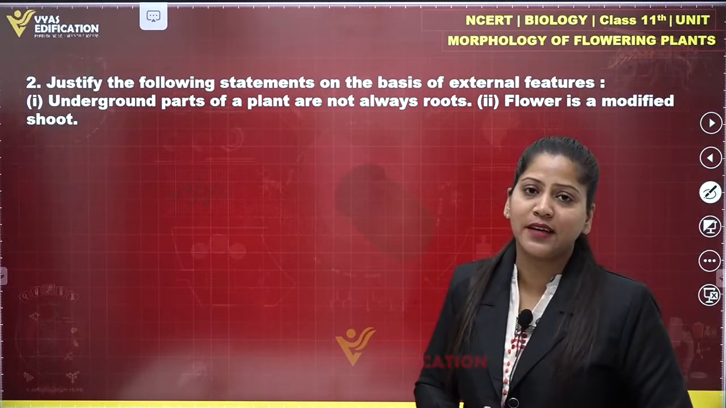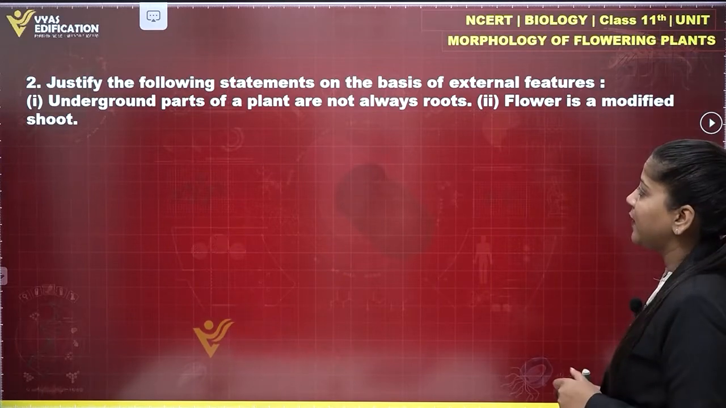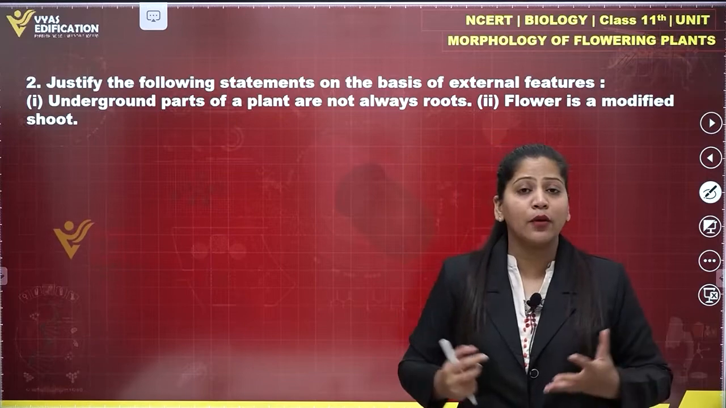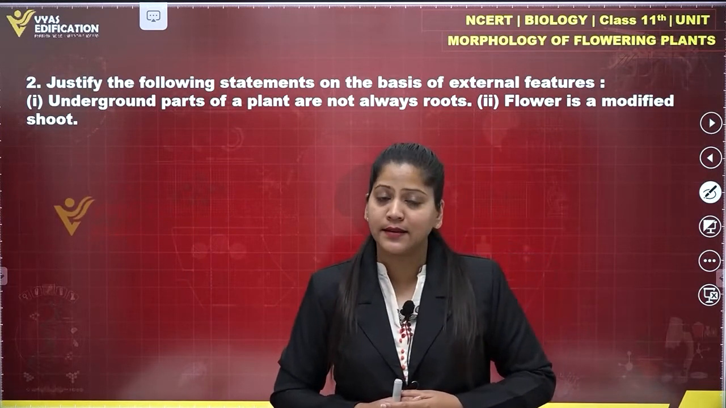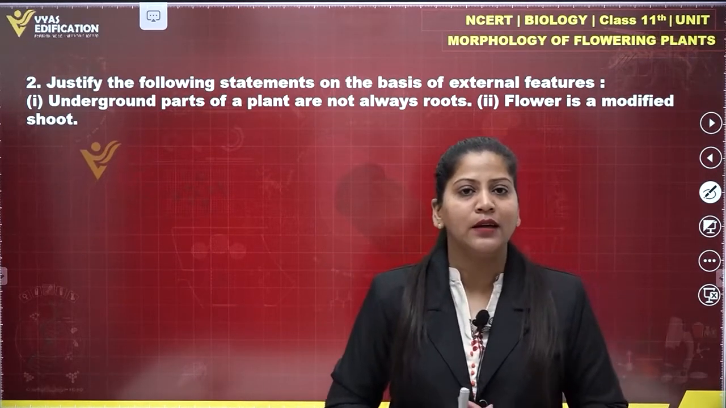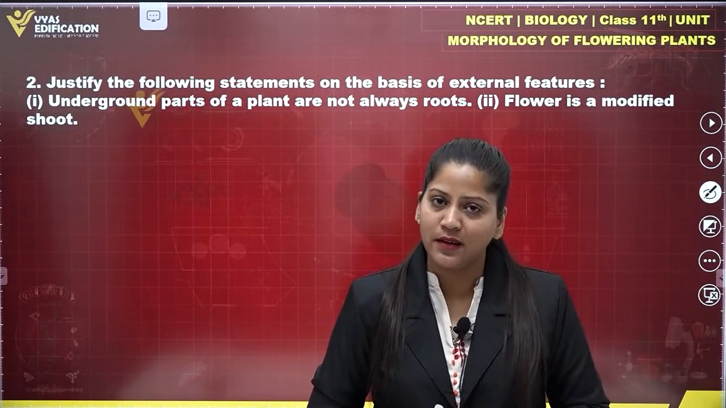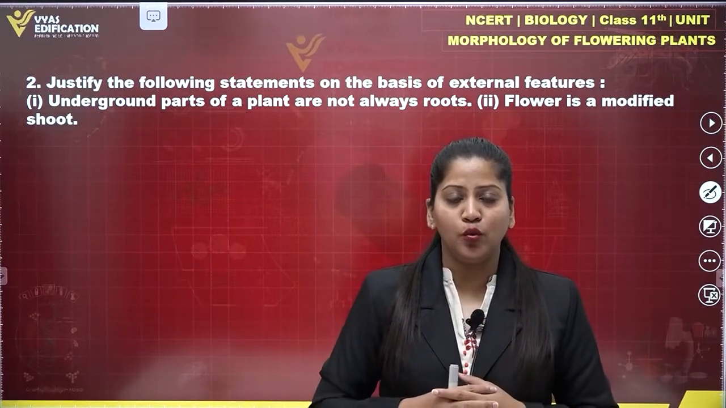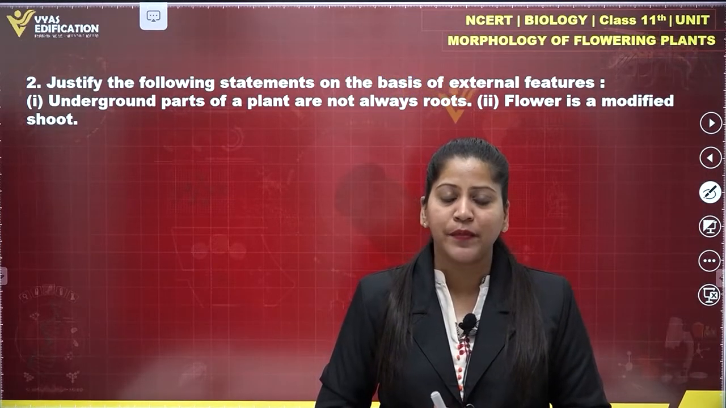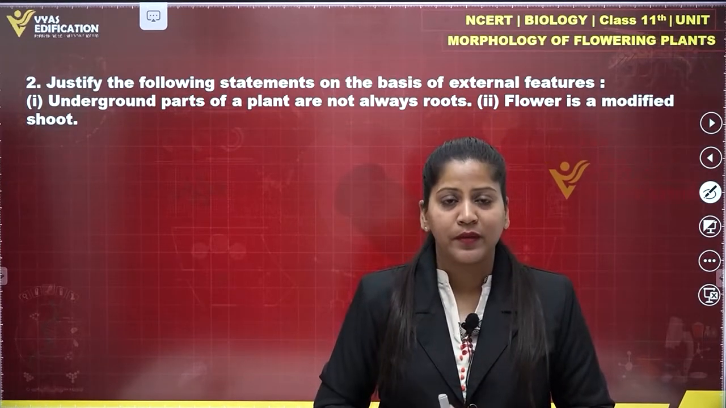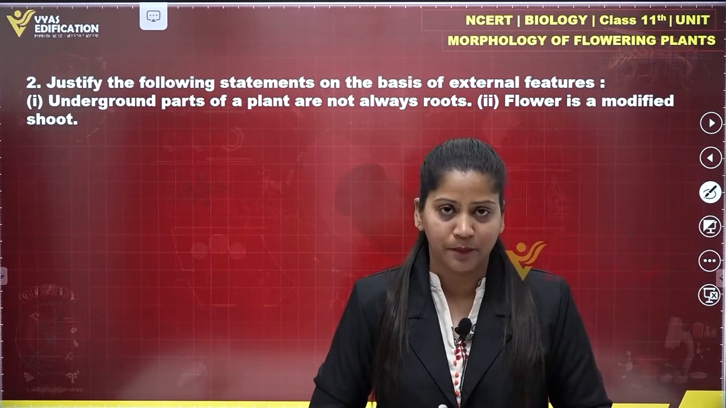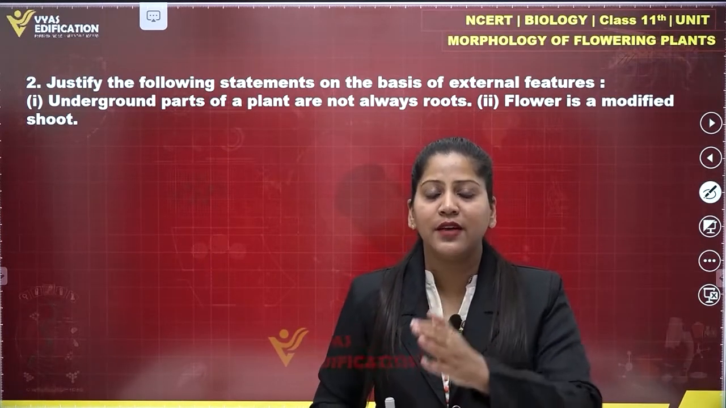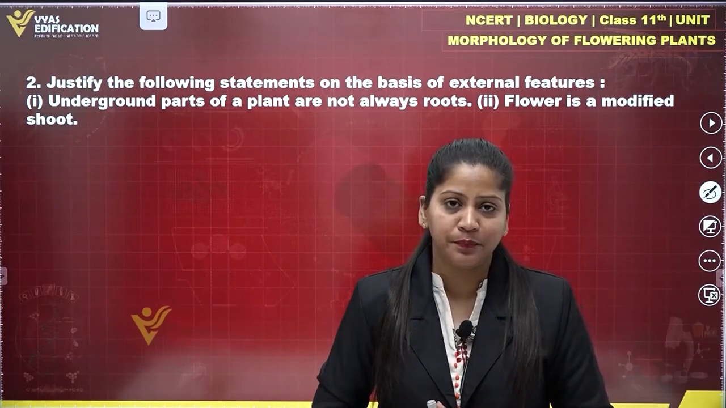Let's come to the next statement, statement number 2: flower is a modified shoot. Is flower a modified shoot? Yes, it is a modified shoot. We know that apical meristem is present in the stem of a flower. This apical meristem gives rise to floral meristem. Apical meristem present on the stem tip is giving rise to the floral meristem.